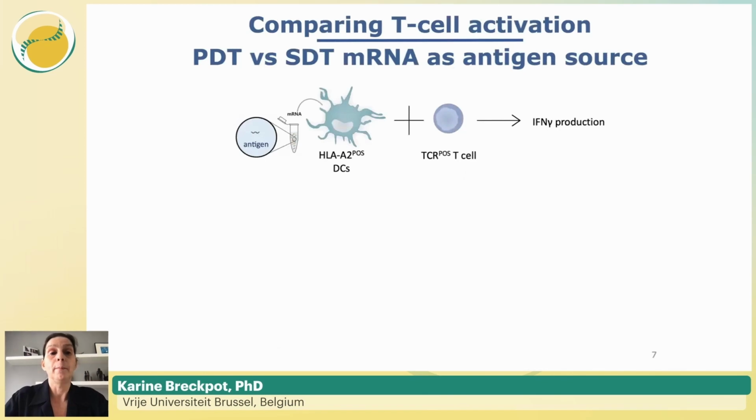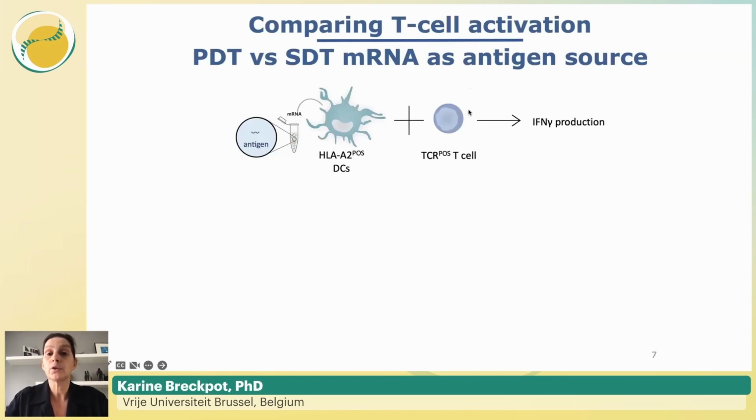Of course, making such a synthetic DNA template is one thing. Proving that the mRNA that derives from that is equal to the mRNA that you can derive from a plasmid DNA template is key. To do that, we first started with an easy system where we used dendritic cells from donors that were HLA-A2 positive, which we then loaded via electroporation with mRNA encoding an antigen of interest.